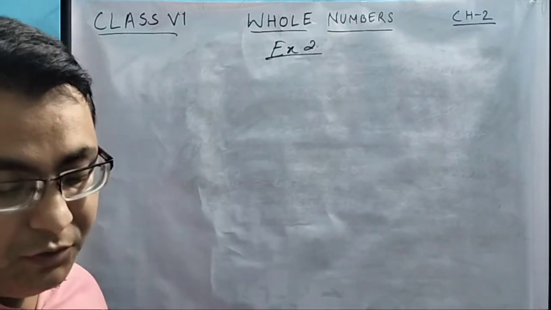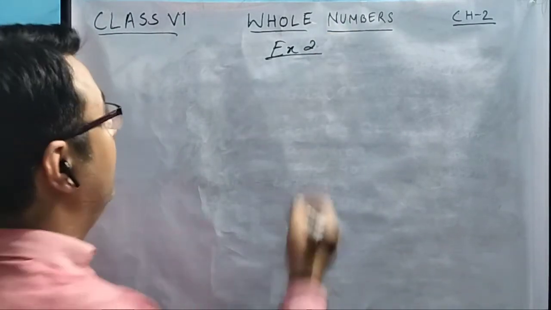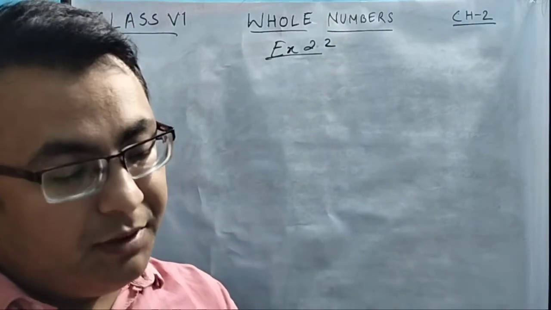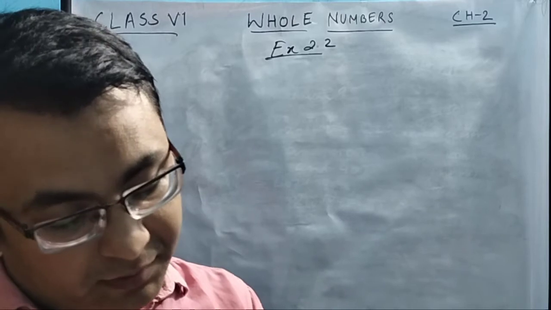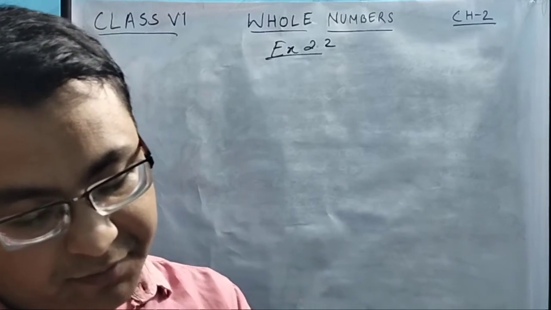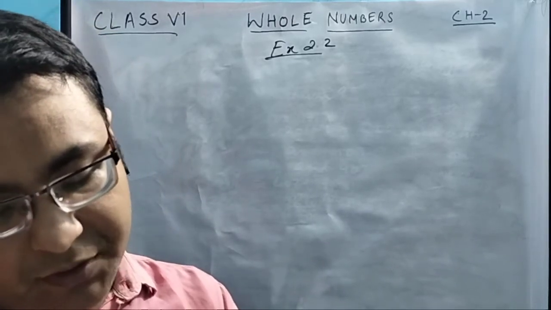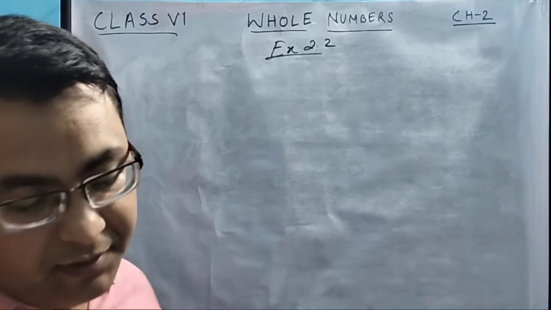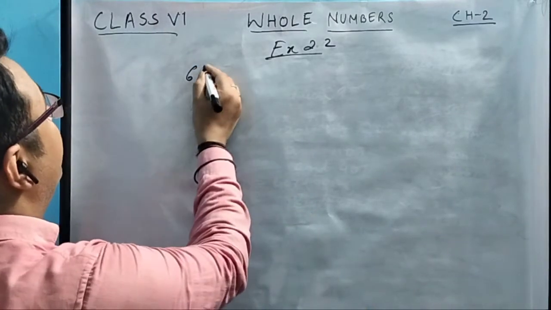Exercise 2.2. In exercise 2.2, we will take question number 6, second part. We have to find the value using distributive property. So question number 6, second part.